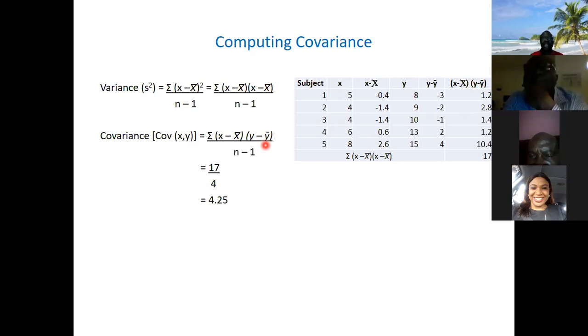If it is for Y, it will be Y minus Y bar times Y minus Y bar over the degree of freedom. But since it's covariance now, it's X minus X bar multiplied by Y minus Y bar over the degree of freedom. So if you compute it from what we are doing, it gives you 4.25 for the covariance. Since it's a positive value, we can say that both of them increase together or decrease together. If it had given us a negative value, it shows that if one moves in one direction, the other one moves in the opposite direction.